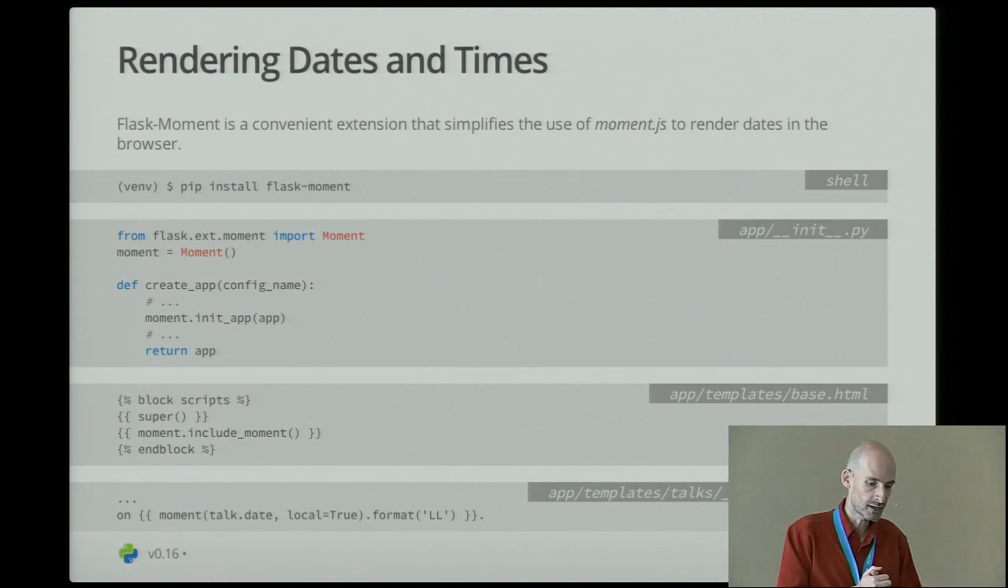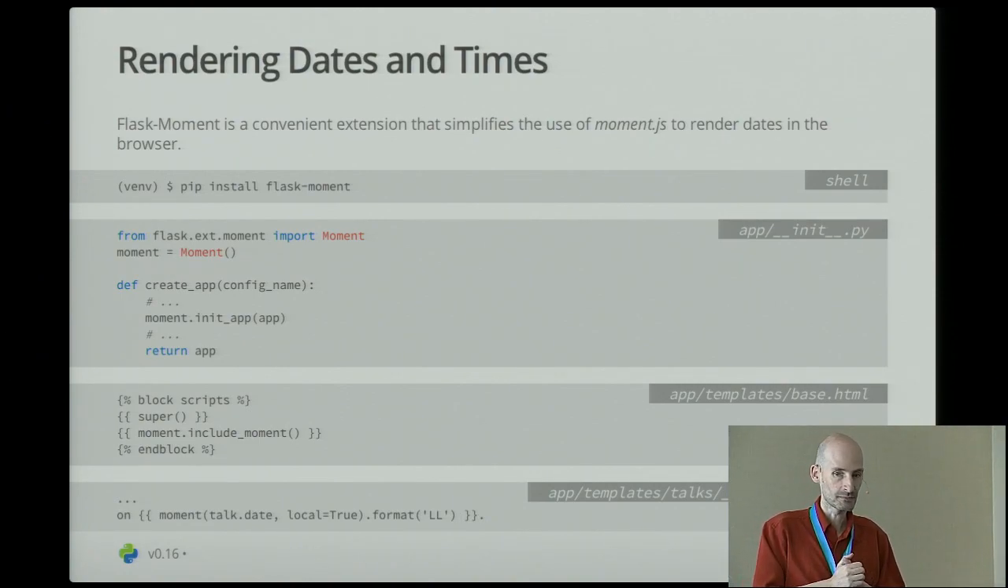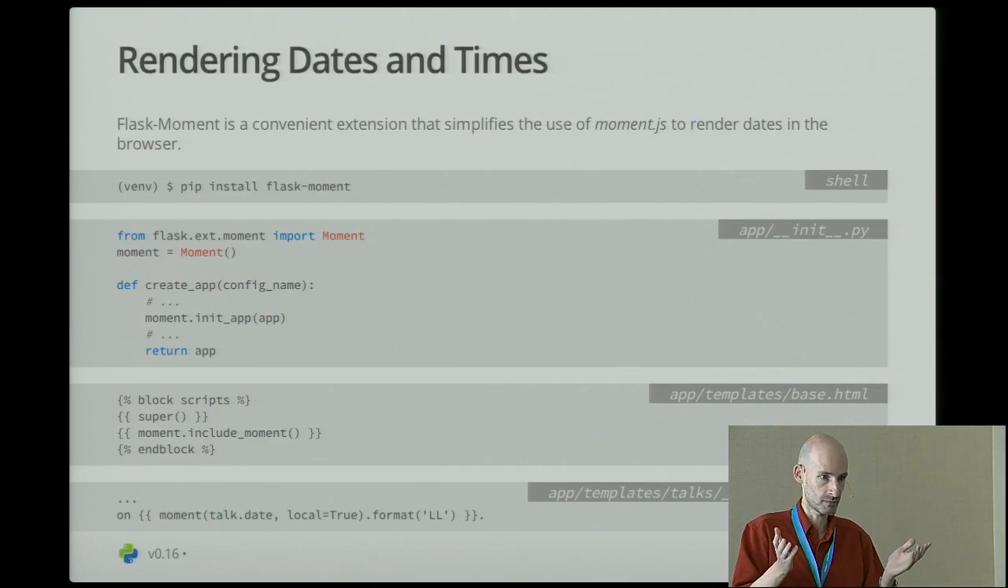To render dates, I use an extension that I wrote. In my experience, there are other ways to deal with this, but the best way to deal with dates is to render them in the client. The browser knows the time zone of the user, so the browser is the best equipped to render dates appropriately. There's a JavaScript library called Moment.js that does an awesome job rendering dates in many styles. And I wrote an extension called Flask-Moment that makes it a little bit nicer to use from Flask.